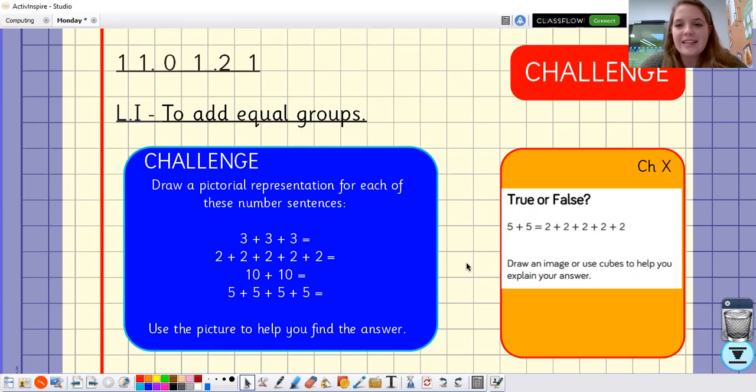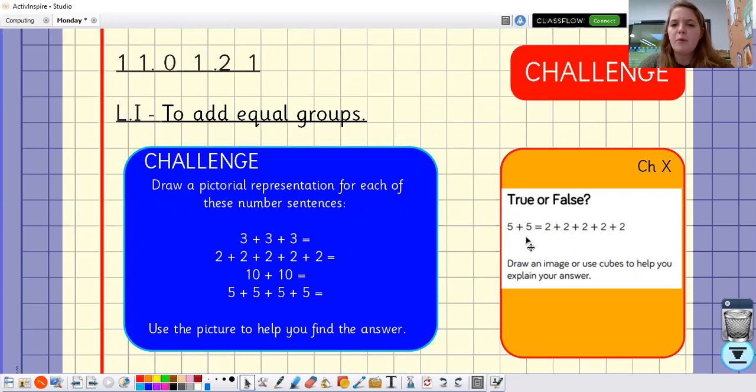Okay, and then finally, as a challenge for you, you have a true or false statement. So you need to decide whether this statement is true or whether it is false. Now you can use a picture to help to explain your answer, or you could use cubes or any other resources you have in your home. So it says 5 add 5 equals 2 add 2 add 2 add 2 add 2.